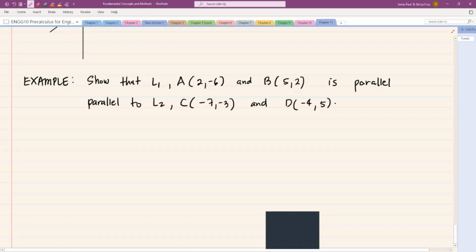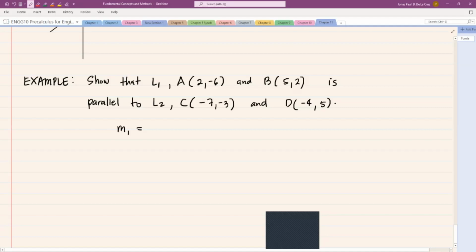Yan. So, meron tayong dalawang lines dito, L1 passing through points A and B. Tapos meron tayong L2 passing through points C and D. So para ma-show natin that they are parallel, we have to compute for the slope of each line. So M1 muna, no? M1 is the slope of the first line. Given tayo ng dalawang points, so we can use y2 minus y1 over x2 minus x1. This is the slope of line AB.